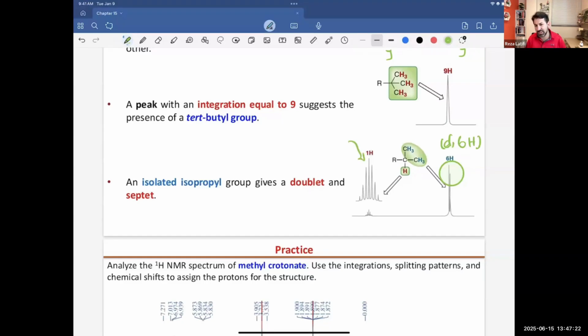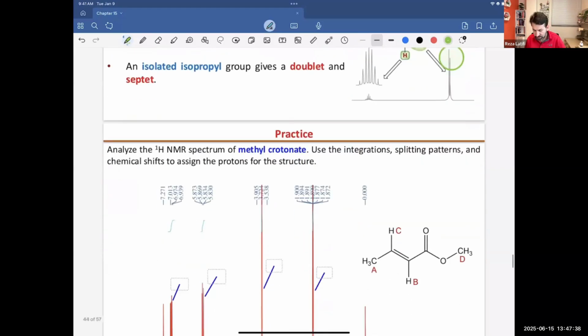And how about that CH? That CH is neighbor to 6 hydrogen. So 6 hydrogen plus 1, or n plus 1, will turn it to 7 peaks. And then as you see, I have 7 tiny peaks. Some of them may be hard to really see or catch.